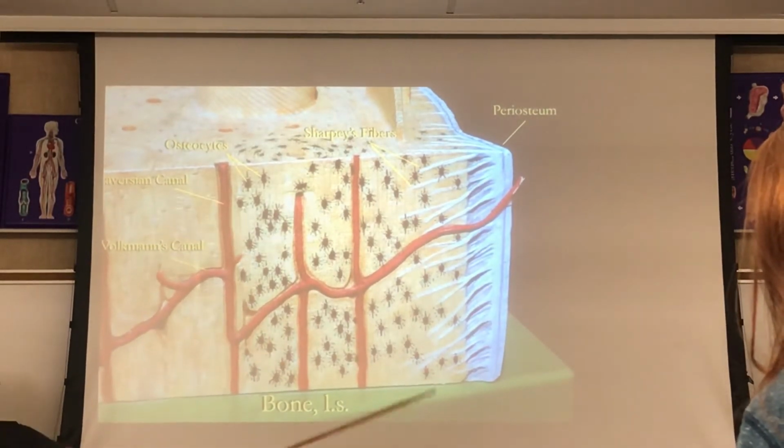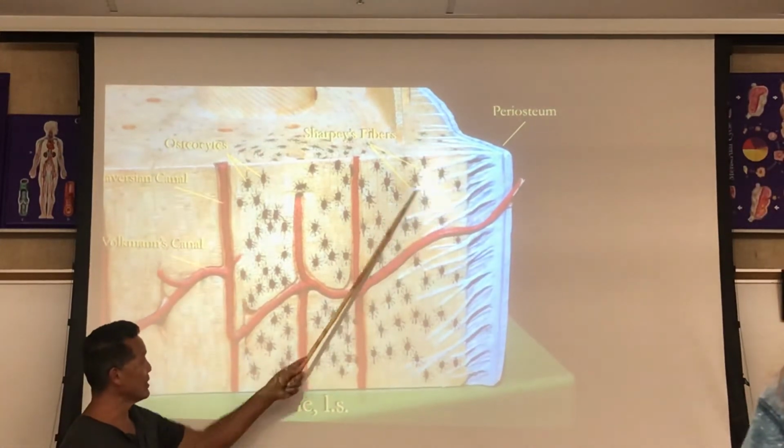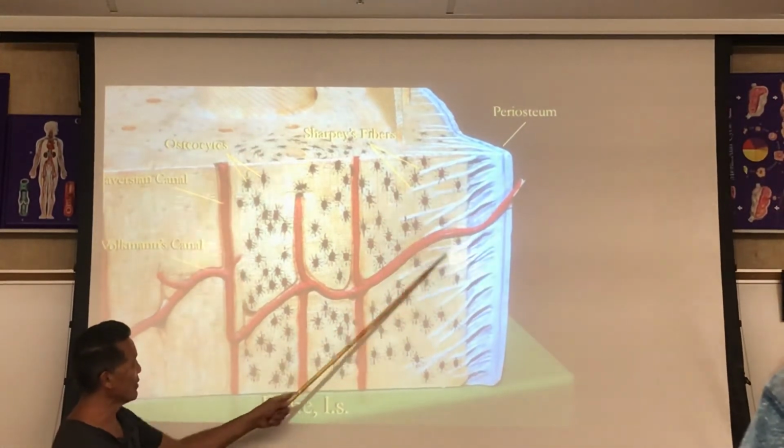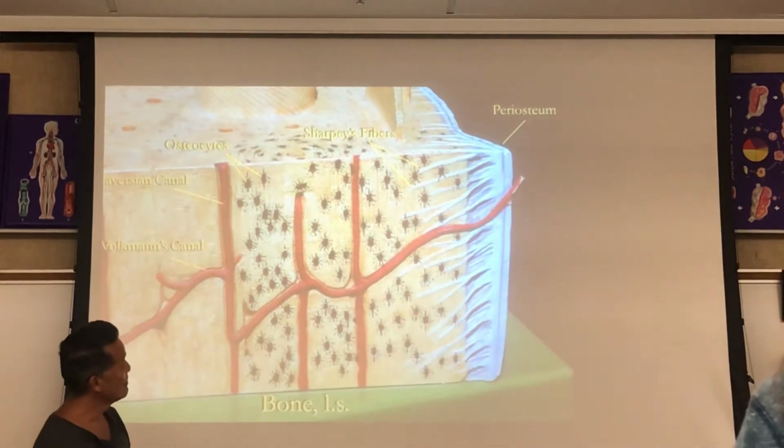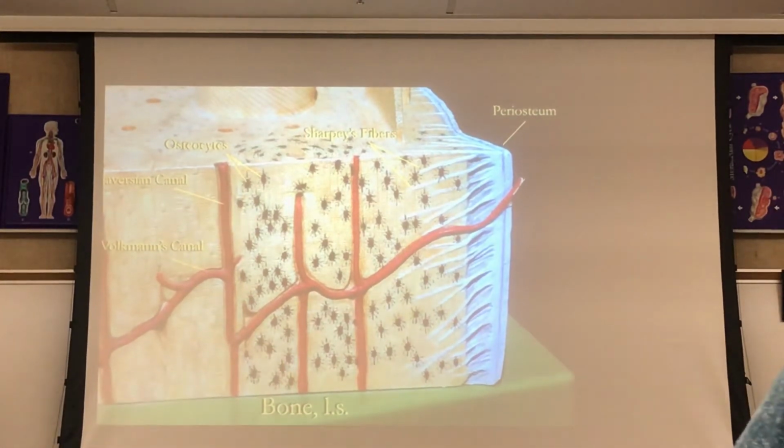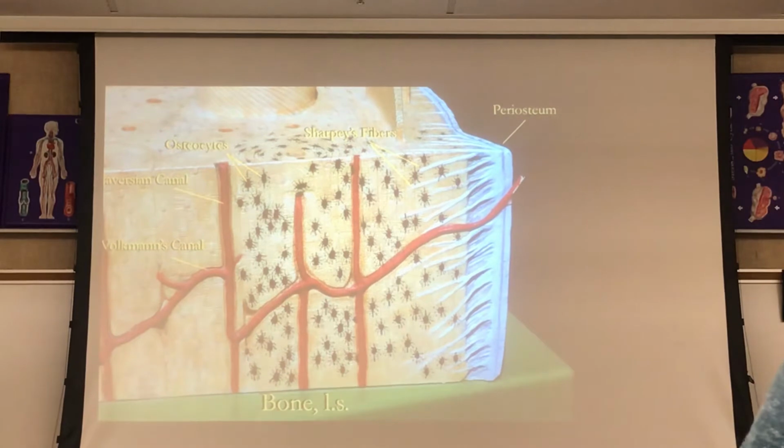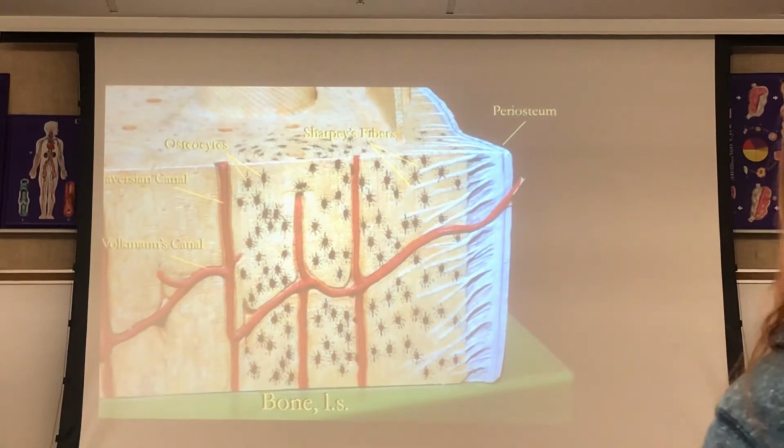The periosteum is attached to the surface of the bone by these perforating fibers. These are the horizontal white lines. Perforating fibers. You can call them Sharpey's fibers if you want, you're just asking for misspelling.